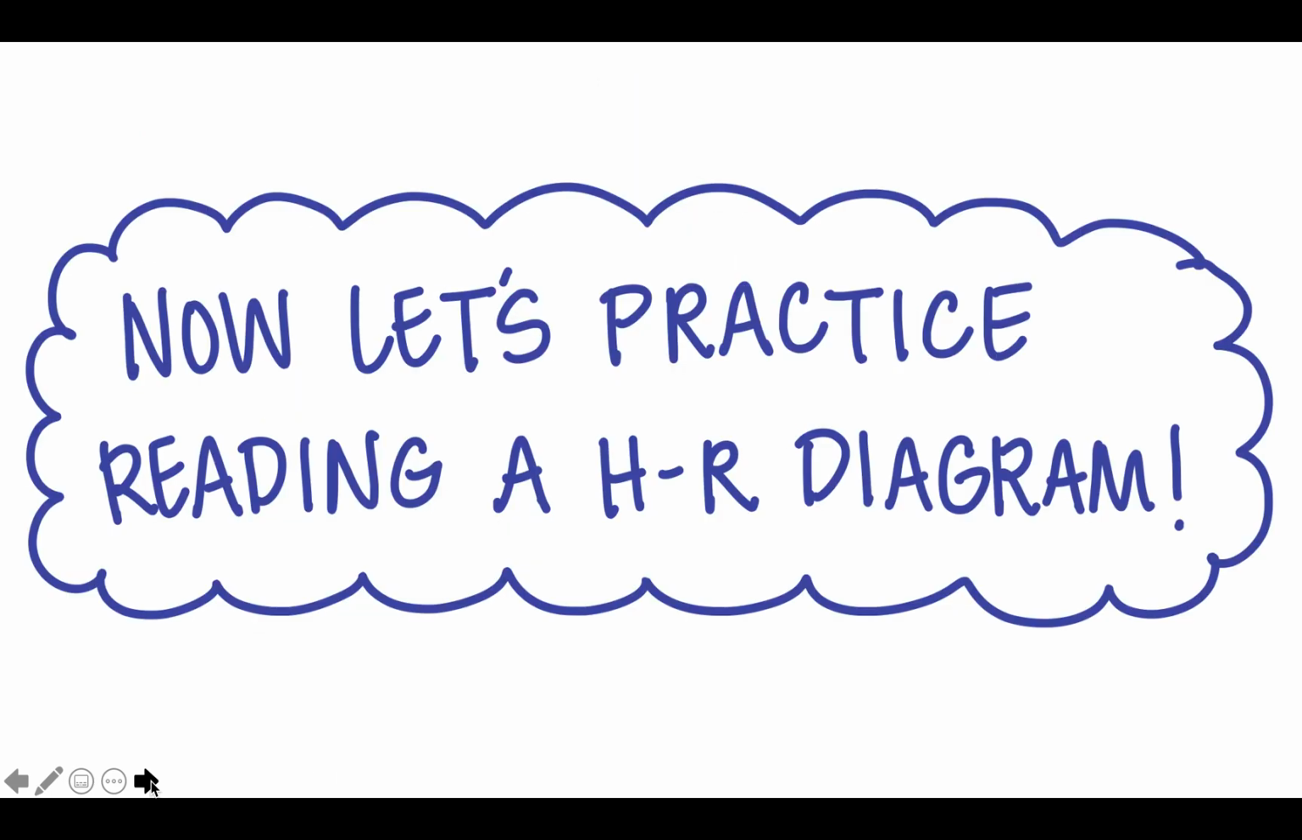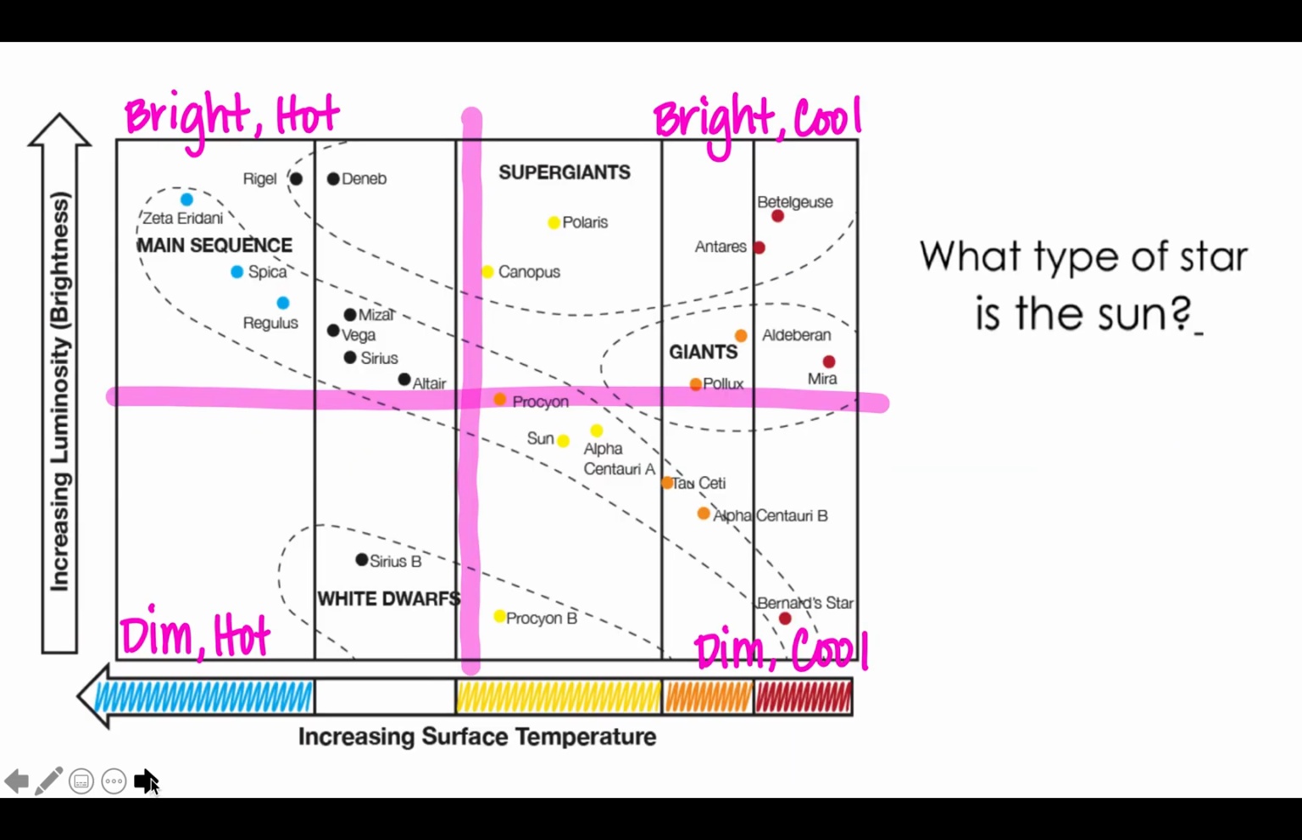Now, let's practice reading an HR diagram. Notice on my diagram here, I've already divided my diagram into 4 quadrants. This is the first thing you need to do when you see a picture of an HR diagram. I went ahead and wrote my labels: bright and hot in the top left, bright and cool in the top right, dim and cool in the bottom right, and dim and hot in the bottom left.